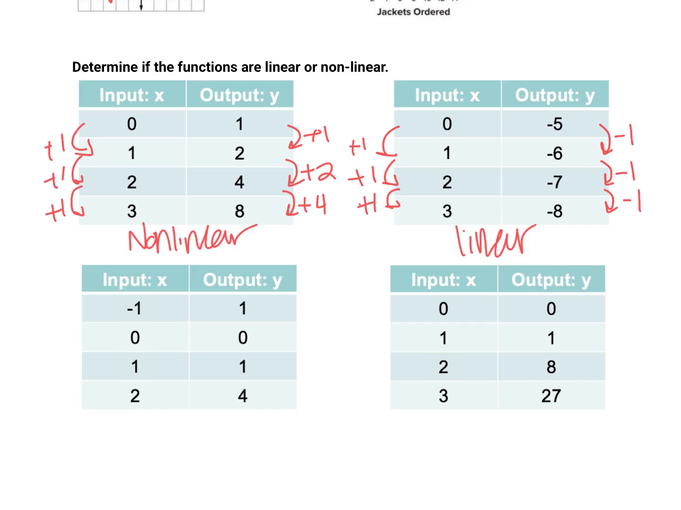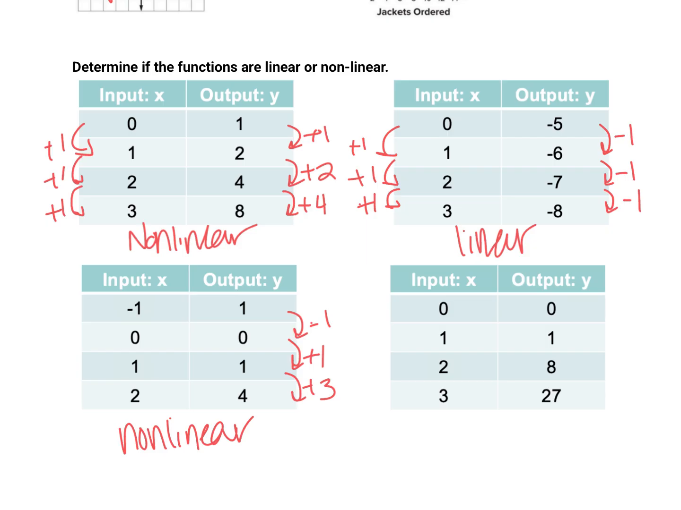All right, hopefully you've had a chance to try these bottom two. If not, again, please pause the video and try them yourself first. But let's take a look at the one on the bottom left. So here on our y column, we're going from 1 to 0, so we're subtracting 1, but then we're going back to 1, so we'd be adding 1, and then adding 3 to get from 1 to 4. Okay, we are adding 1 on each side of the x column, but because it's not that constant rate of change here on the y, this one would be nonlinear.